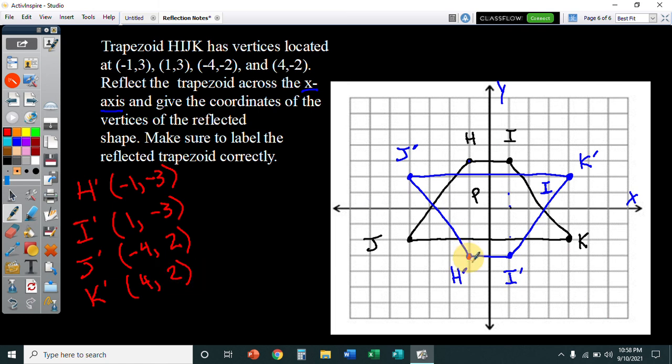We already verified H is in the right place. 1, negative 3 for I prime. J prime, negative 4, 2. 1, 2, 3, 4. 1, 2. K prime, 4, 2. 1, 2, 3, 4. 1, 2. So they're all in the right place.